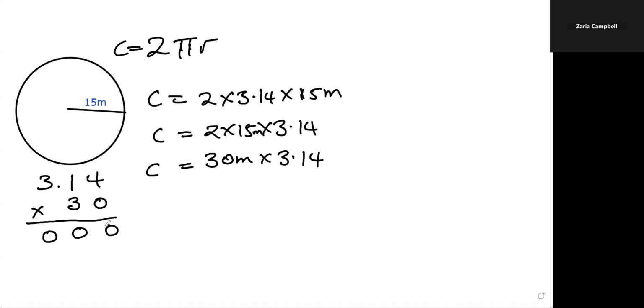And then we'll go to the second place now, under the first 0, and we'll put 0 as a placeholder. And then we'll do 3 times 4 equals 12, so put down the 2, carry the 1. 3 times 1 is 3 plus 1, 4. And then 3 times 3 is 9, so put down the 9. And then put our decimal point between the 4 and the 2 because there are 2 decimal places.